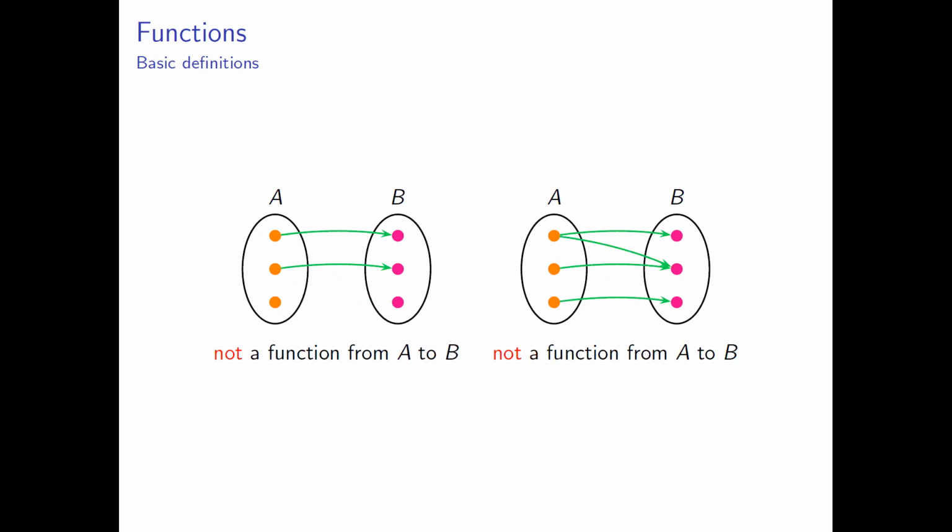In contrast, here are some Venn diagrams of relations which are not functions from the set A to the set B. In the relation on the left, there is an element in the set A which does not correspond to any element in the set B. Hence, the relation is not a function from A to B. In the relation on the right, some element of set A corresponds to more than one element in set B. So again, the relation is not a function from set A to set B.